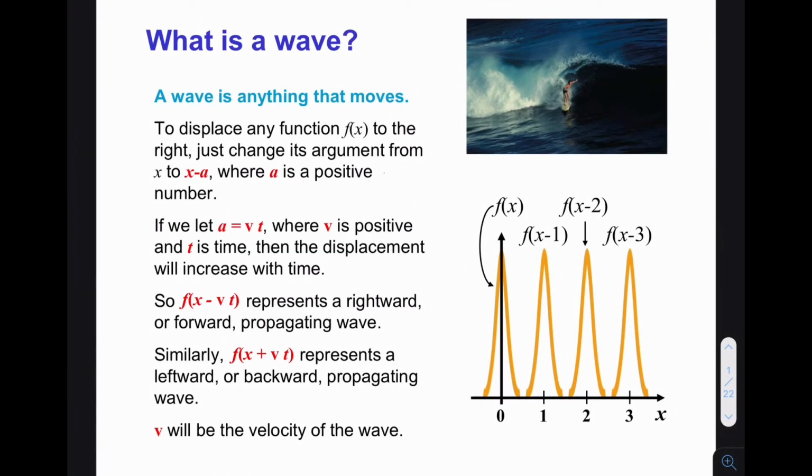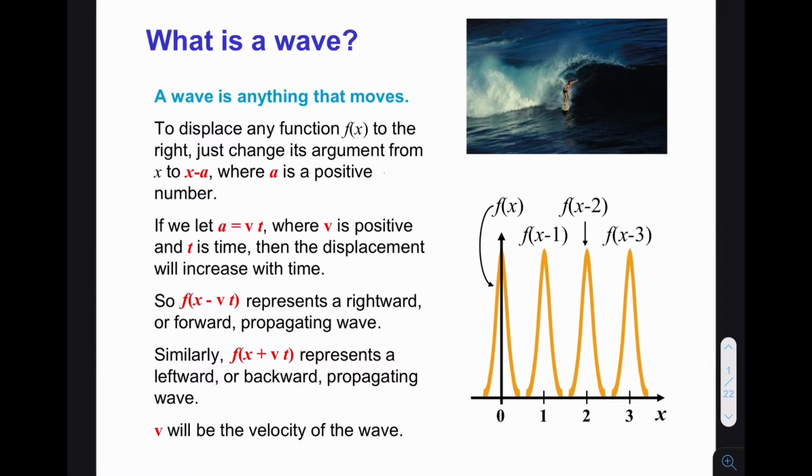So what is a wave? If we give a very vague definition, a wave is anything that moves. So for instance, we have a function f(x), and the plot of this function is like this one. Now if we change the argument of this function from x to x minus a, where a is a positive number, what should happen then? So let us have some trial here.